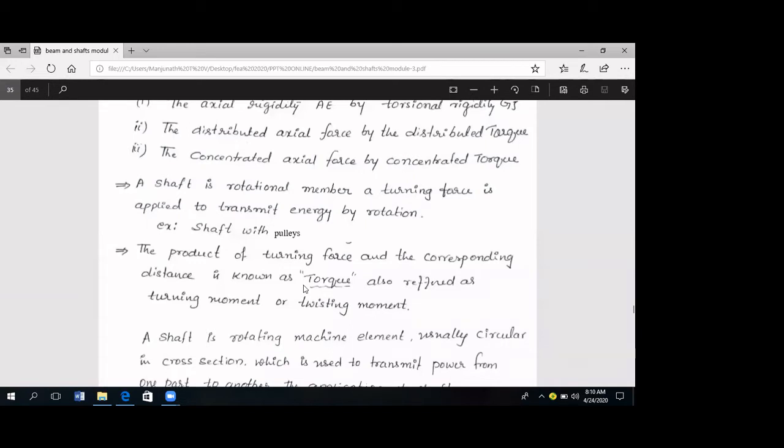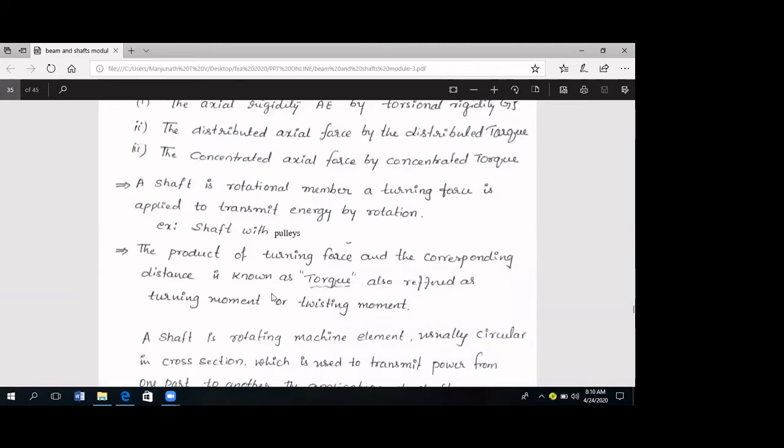As the twisting or turning force is applied on the shaft, a torque exists. Due to this torque, there will be a displacement, a twisting that takes place on the shaft. We need to do that twisting analysis: how much twisting happens as the shaft rotates and transmits power from one part to another part. The product of turning force and the corresponding distance is known as the torque. It is also referred to as the turning moment and the twisting moment.